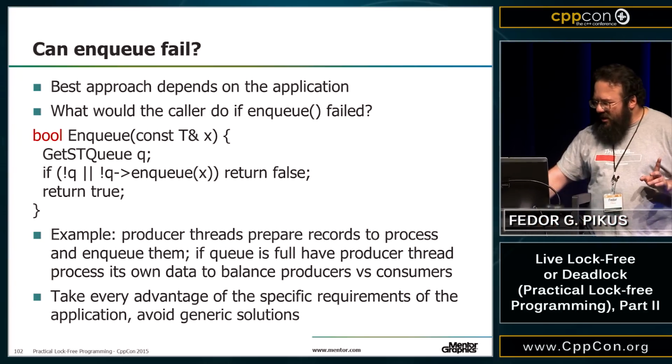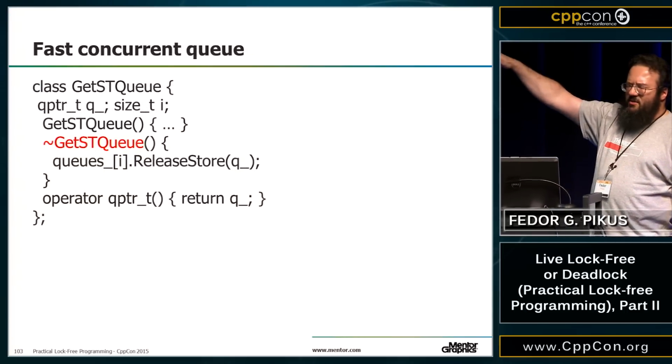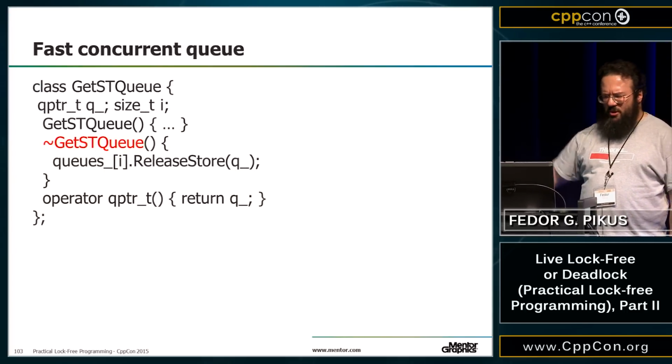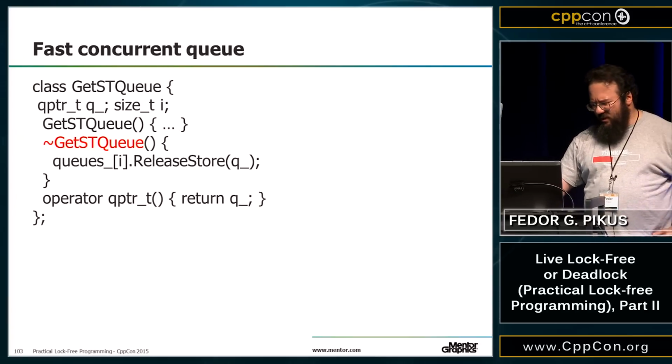So take advantage again of specific requirements. Well, the destructor is easy. The destructor is unconditional. You just relinquish the ownership of the queue with a release store. You put back the old value. Somebody else can get it now.